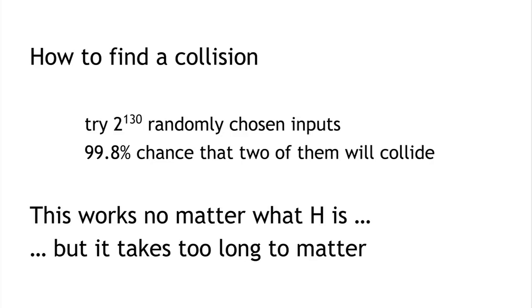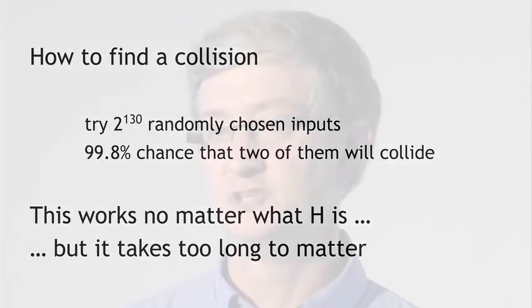But of course, the problem is that this takes a very, very long time to do. You have to compute the hash function 2 to the 130 times, and that's an astronomical number. This method works no matter which hash function we're using. There's still a 99.8% probability that this works, and if it doesn't work, just try it again. It'll probably work the next time. But this doesn't really matter, and the reason is that this procedure takes 2 to the 130 steps in order to get to that high probability.